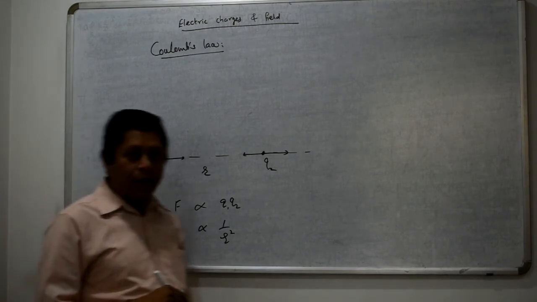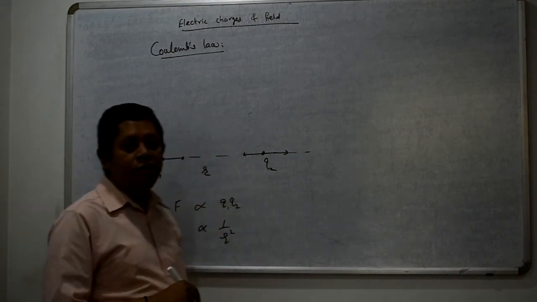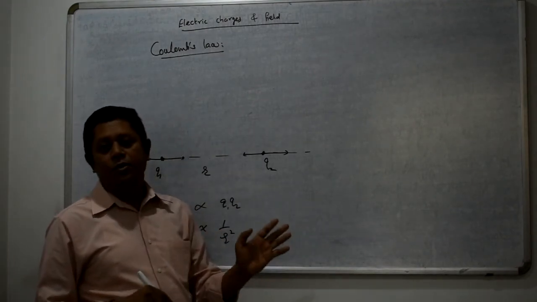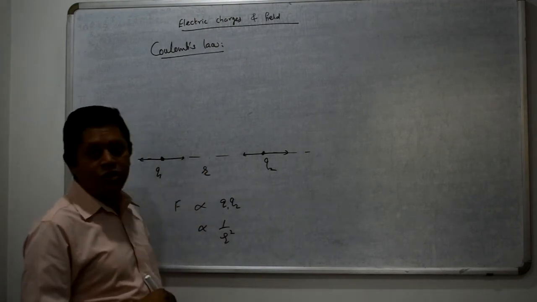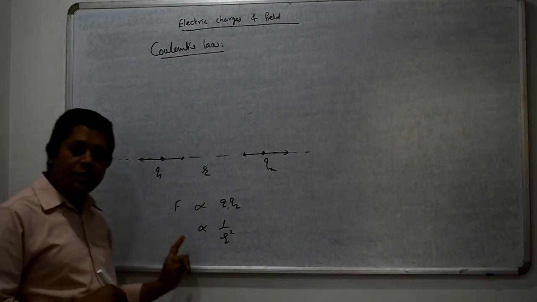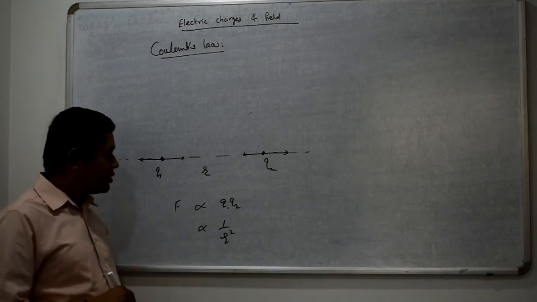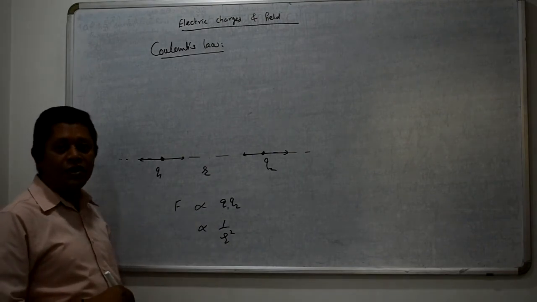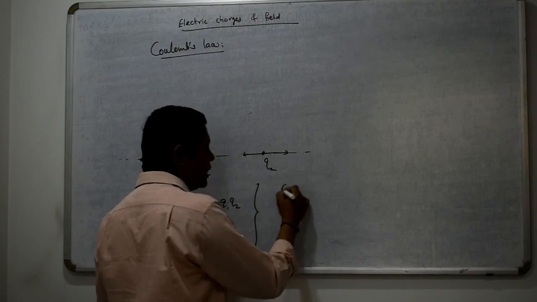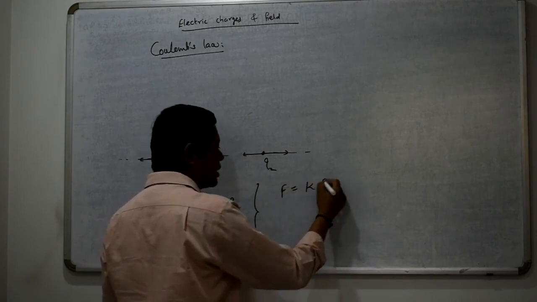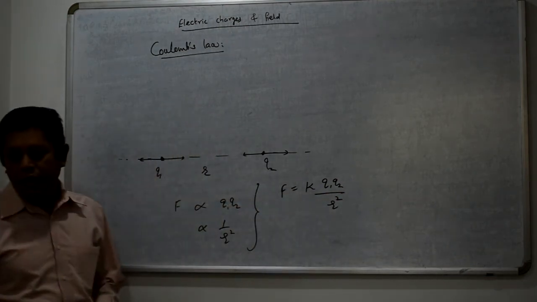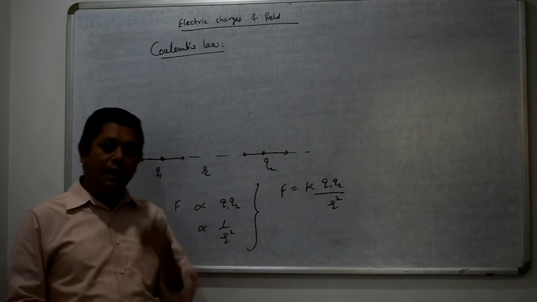One basic difference is that gravitational force does not depend on the medium in which the two bodies are placed. But here, the electric force depends on the medium. The strength of the force depends on the medium in which the two bodies are placed. And that's why the proportionality constant, which for gravitational force was capital G, here you write as K. This K is a function of the medium. Its value depends on the medium in which the two charges are placed.